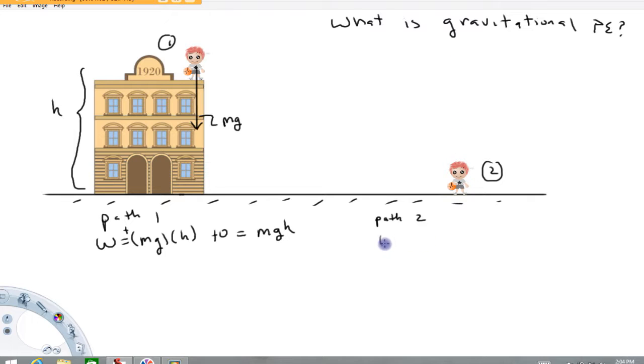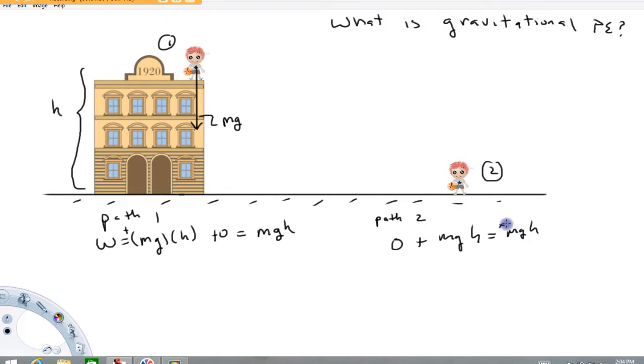So the total work done for path 2 is going to be 0 plus mgh. Again, 0 because there would be 0 work done by this force if Timmy were moving horizontally. And then the work done would be mg times the height h as Timmy moves from this position to this position. The total work, you'll notice, is equal to mgh. And again, positive. All right.